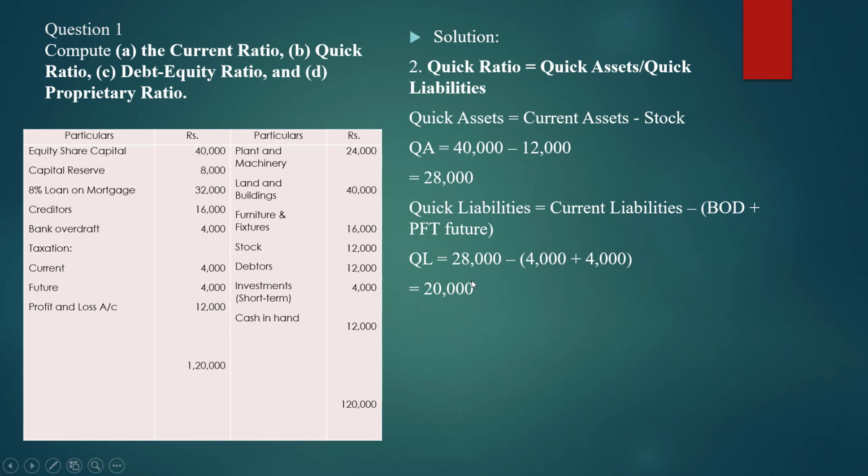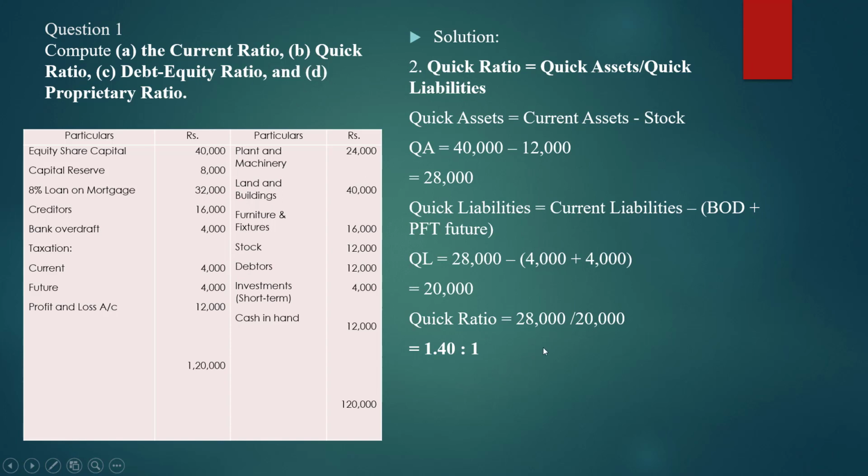Now we know both the values, right? That is the quick assets and the quick liabilities. So we will put them in the formula of quick ratio now. Quick ratio is 28,000 divided by 20,000. 28,000 is quick assets, 20,000 is quick liabilities. After calculating we get the value as 1.40:1. So this is our quick ratio. So current ratio and quick ratio we have already calculated.